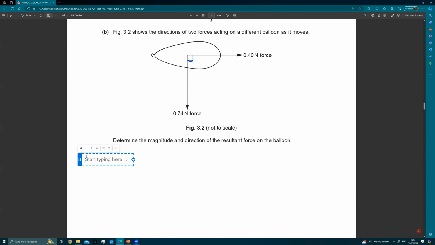So I'm going to write this down. Step 1: draw the vectors tip to tail. And step 2, and this is for the magnitude, you're going to have to use Pythagoras' theorem.